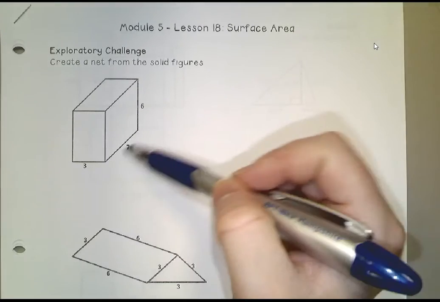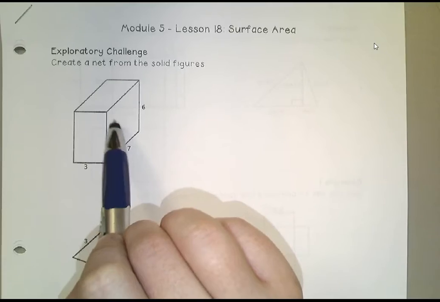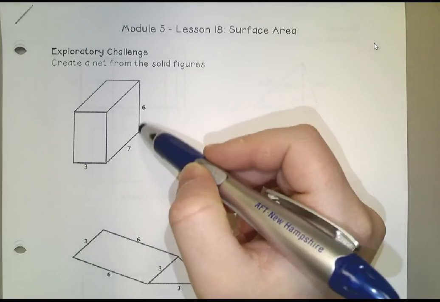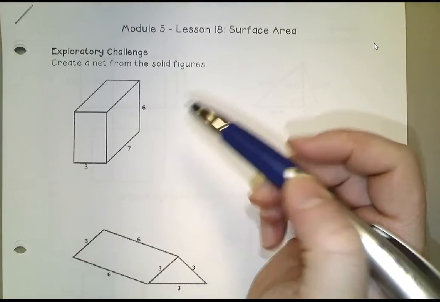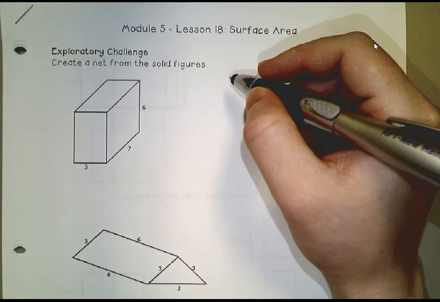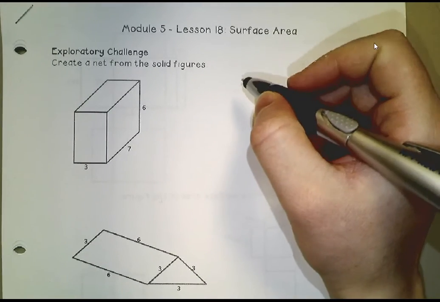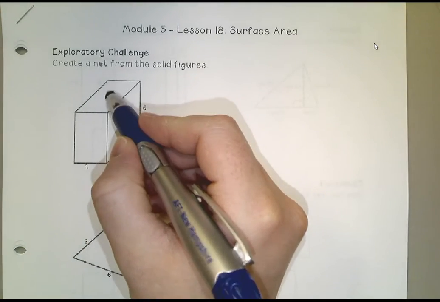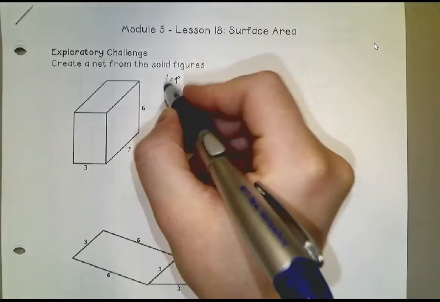So right now we have a figure that looks like this, and we need to create a net from the solid figure right here. And we have dimensions of it. We have the height of 6, the width is 7, and the length is 3. Okay, so how do I create a net of it? A net is basically if I took this box and put it apart. So we have the top and we have the bottom.